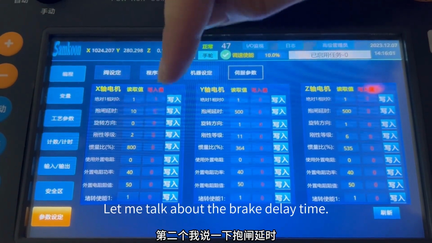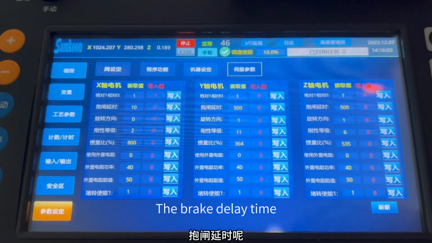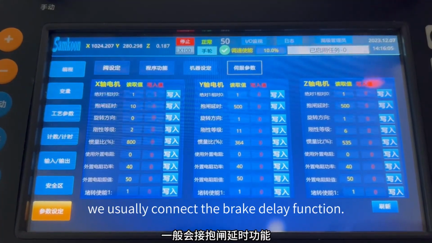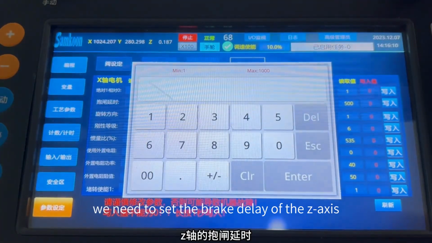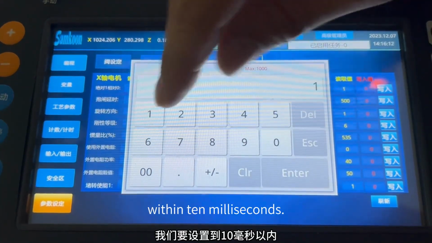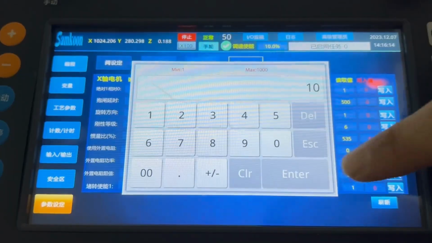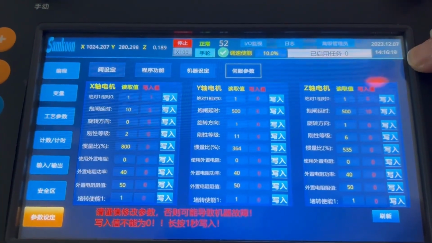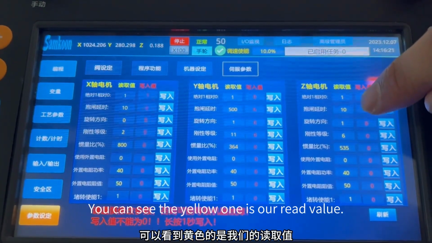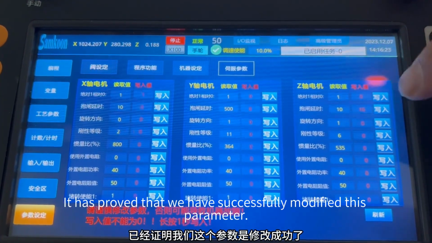The second one, let me talk about the break delay time. Because we only have the vertical z-axis, we usually connect the break delay function. In this case, we need to set the break delay of the z-axis within 10 milliseconds. Long press to write. You can see the yellow one is our read value. It has proved that we have successfully modified this parameter.